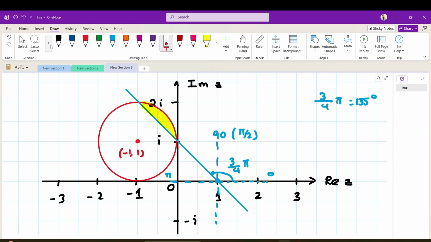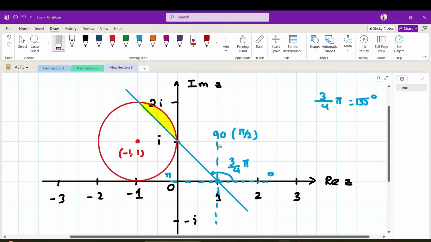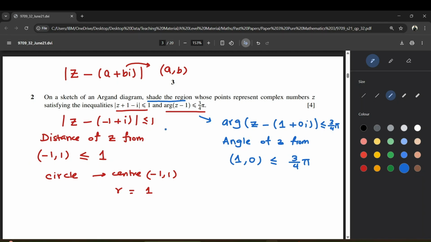Now you're not required to give this temporary axis, so you can just erase this part. That's pretty much about it. If you want, you can draw this line and show this angle over here. Make sure that your axes are clearly labeled. Show that this is the imaginary part, this is the real part, and do not forget to write i, because sometimes students forget to write down i. So that is the end of question number 2.